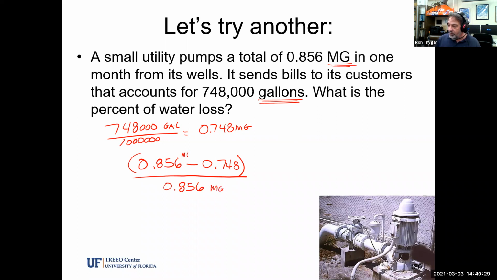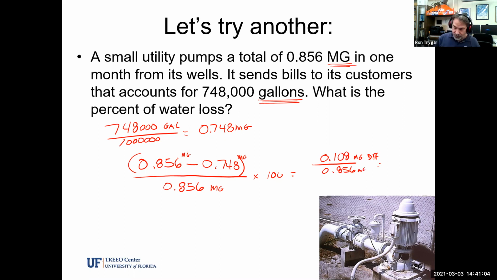So I'm going to put here million gallons, so we know we're working in million gallon units, and then multiply it by 100%. So let's go ahead and work this out. 0.856 subtract 0.748, and this comes out to be 0.108 million gallon difference, and divide that by 0.856 million gallons gives me what number?